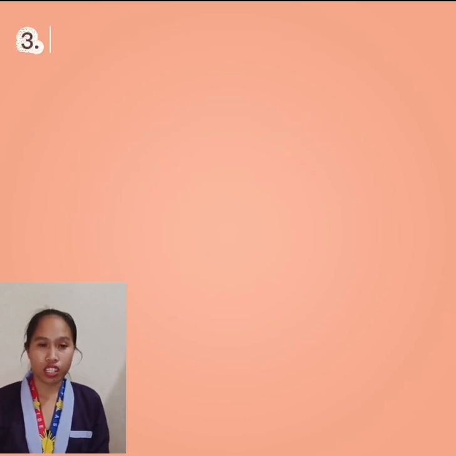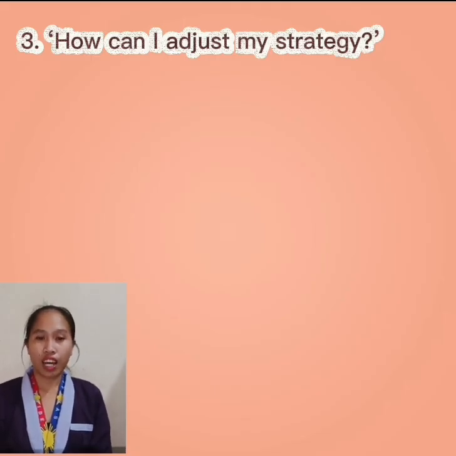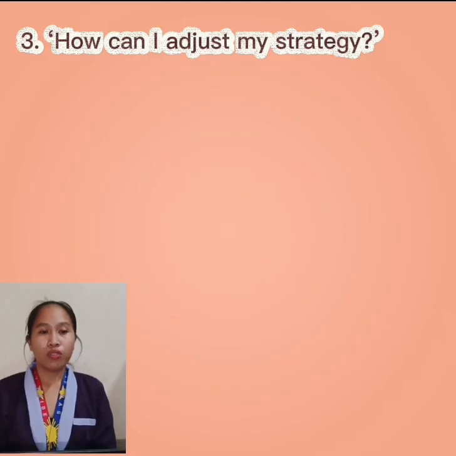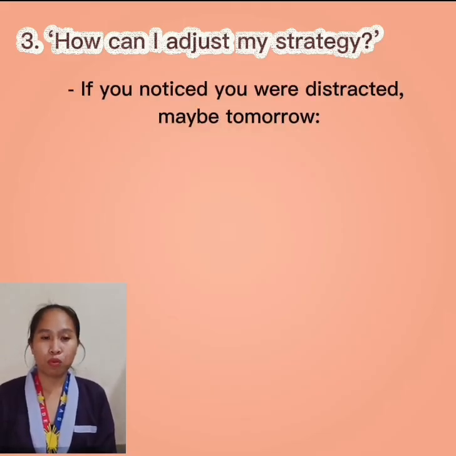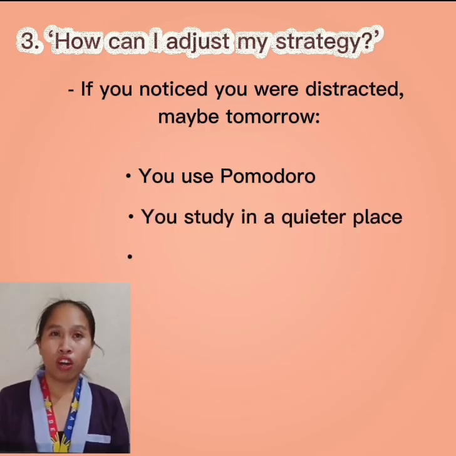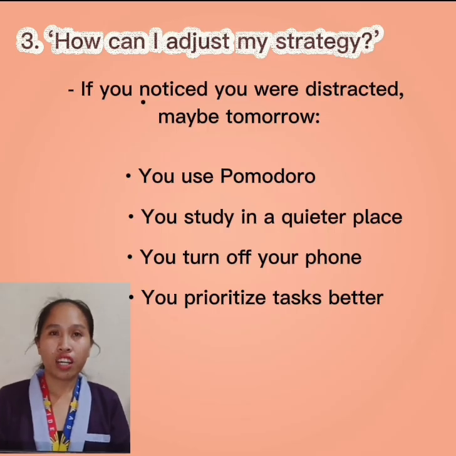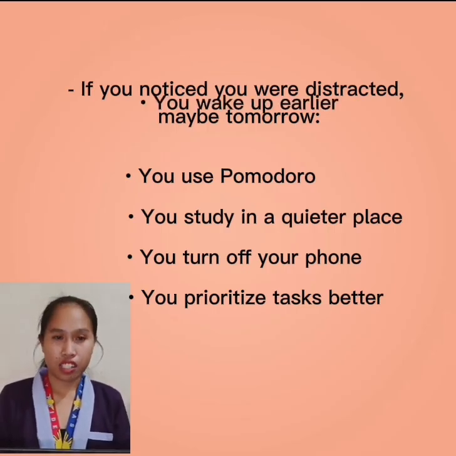The third question is, how can I adjust my strategy? Every day is different, and sometimes a strategy that worked today might not work tomorrow. If you notice you were distracted, maybe tomorrow you use Pomodoro, you study in a quieter place, you turn off your phone, you prioritize tasks better, you wake up early. Small adjustments can create long-term success.